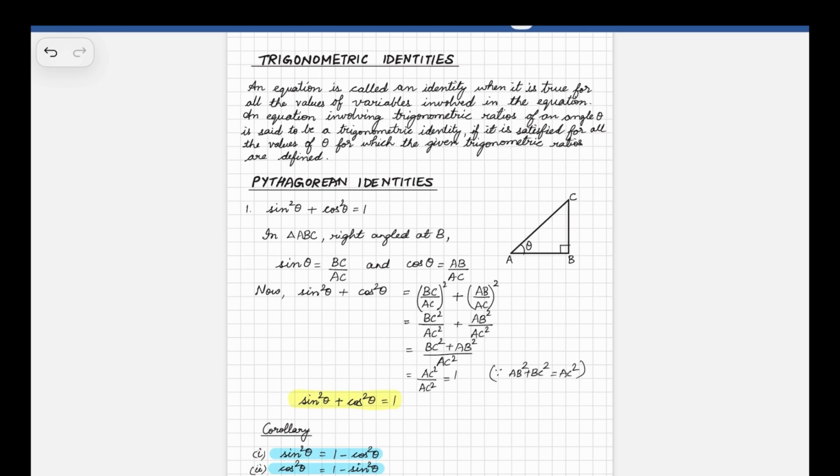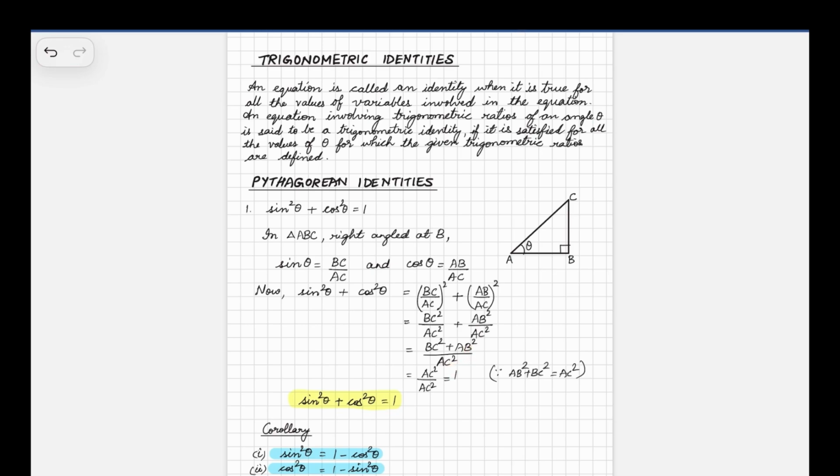The first identity is sin square theta plus cos square theta equal to 1. When we consider this right angle triangle ABC, right angled at B, sin theta is equal to BC by AC and cos theta is AB by AC. Taking the left hand side, when we substitute, we get BC square by AC square plus AB square by AC square. Taking LCM, we get BC square plus AB square by AC square.